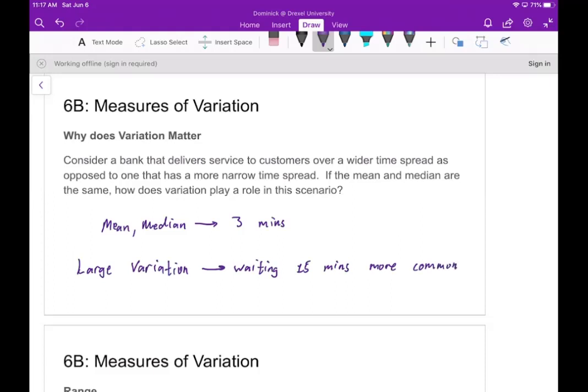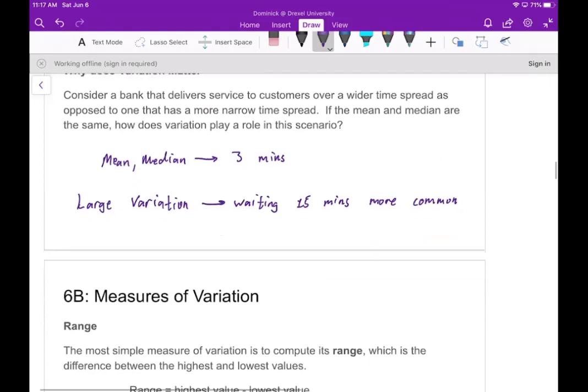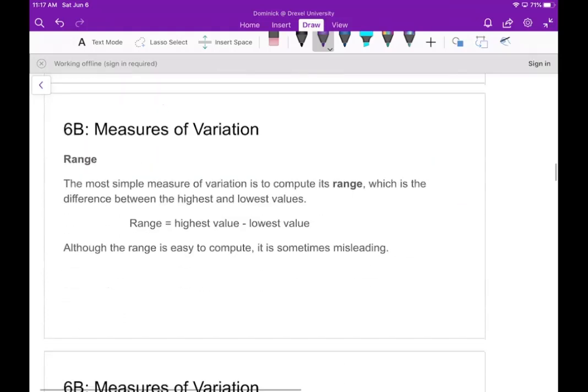So the mean and the median being 3 minutes might not mean much to you if you know that there's a large variation. If there's a small variation, then waiting 15 minutes is going to be a lot less likely, and even waiting maybe 5 minutes would be unusual. So it's important to consider the variation when you're looking at different scenarios.